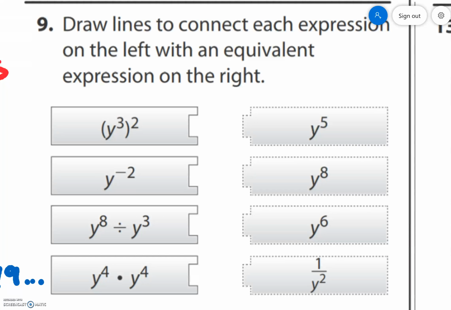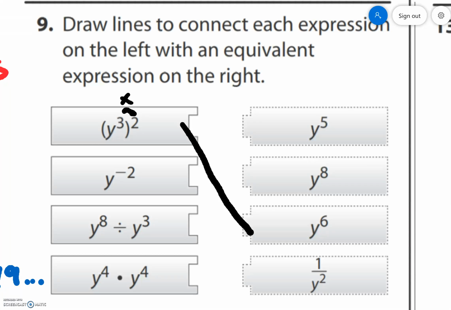Number 9. Draw lines to connect each expression on the left with an equivalent expression on the right. So I see this y to the third squared. Remember, this is the power of products property, which says we have to multiply the 2 powers. So y to the third to the second is equal to y to the 6, because 3 times 2 equals 6. Same thing we just talked about.